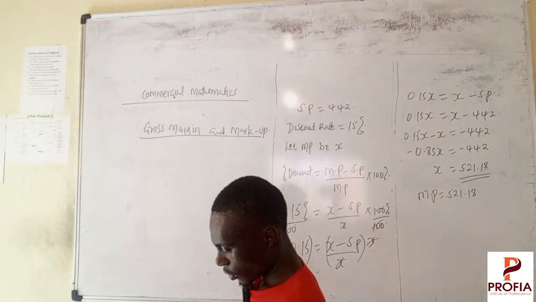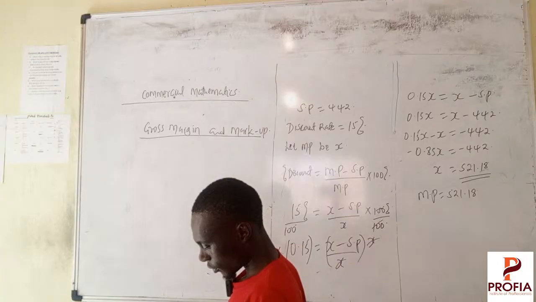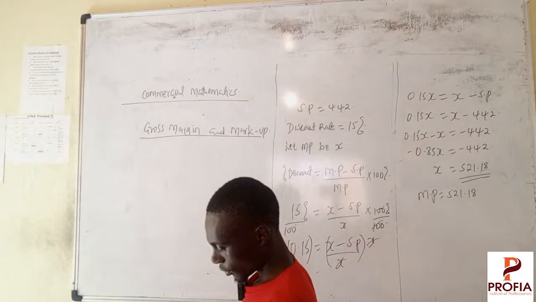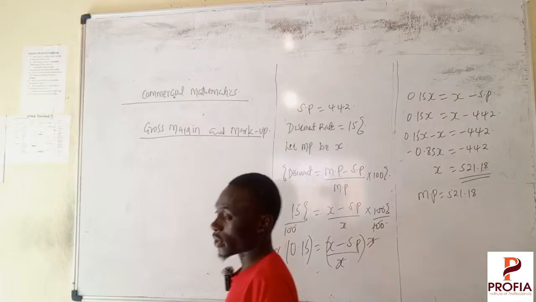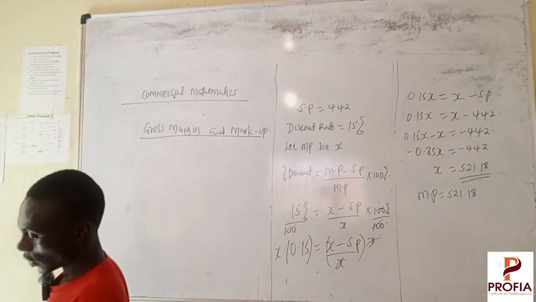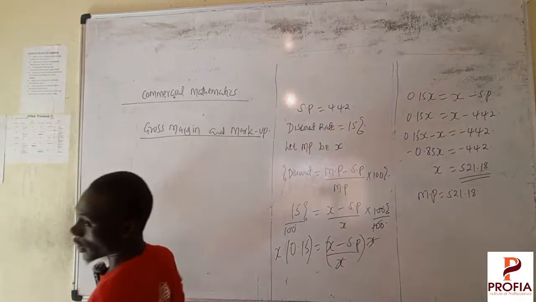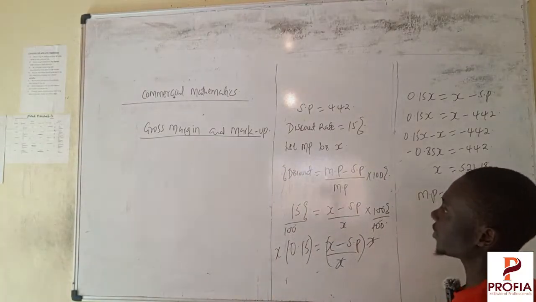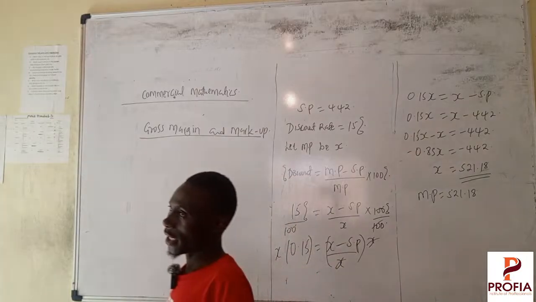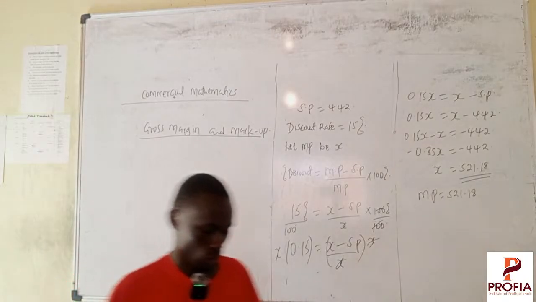Gross margin and markup. So gross margin is actually the difference between revenue and cost of goods sold. Gross margin, maybe you can write, is the difference between the revenue and the cost of goods sold.